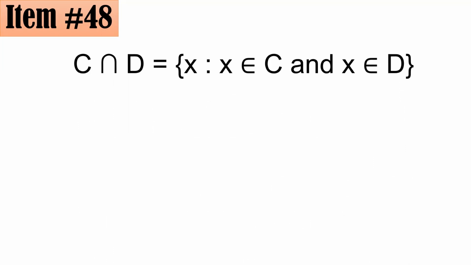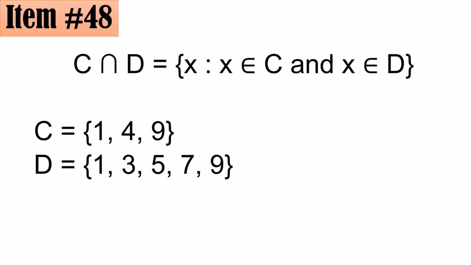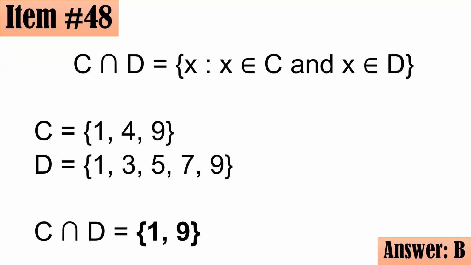Okay, C intersection D means that that particular element X should be found in both C and D. So if C is 149 and D is 13579, what elements are found in both of them? These are 1 and 9, sir. Very good. 1 and 9, and that is letter B. Thank you, Sir Richard. And ma'am as well.